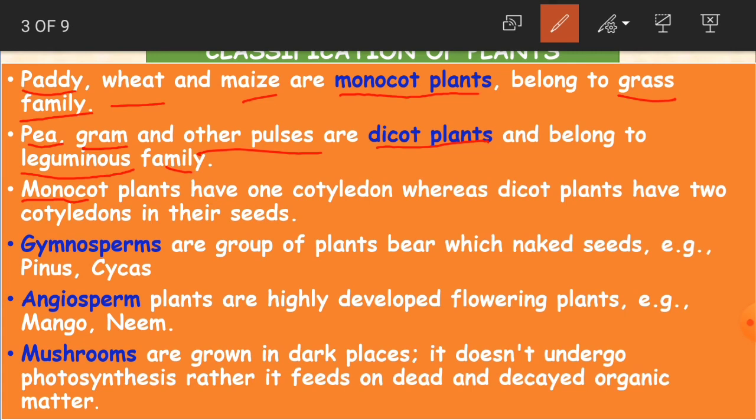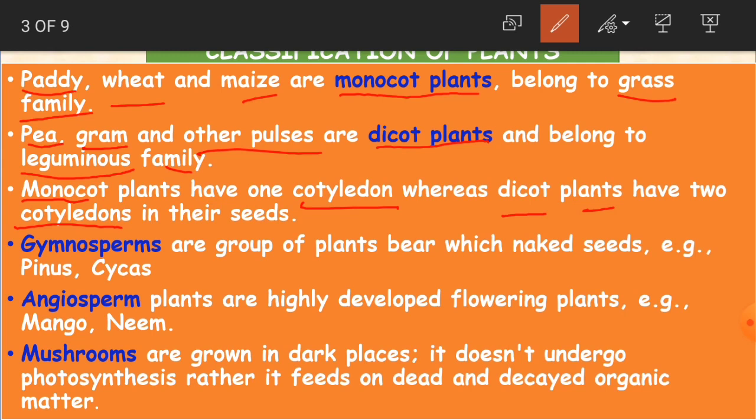These monocot plants have one cotyledon, whereas dicot plants have two cotyledons in their seeds. In the sense, these grass family plants have one seed leaf, whereas dicot plants have two seed leaves inside their seeds.